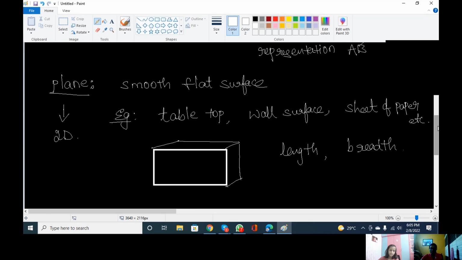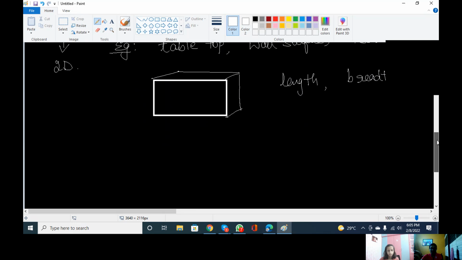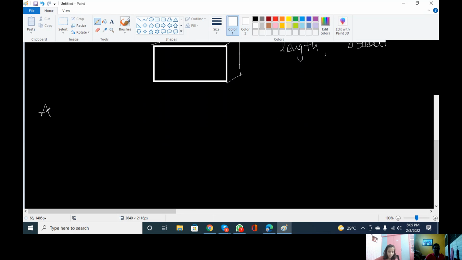Now let's discuss angle. Angle is nothing but, you know the ray, right? Yes, ma'am. How many endpoints does a ray have? It has one endpoint. Yes. So now take two rays having a common endpoint.